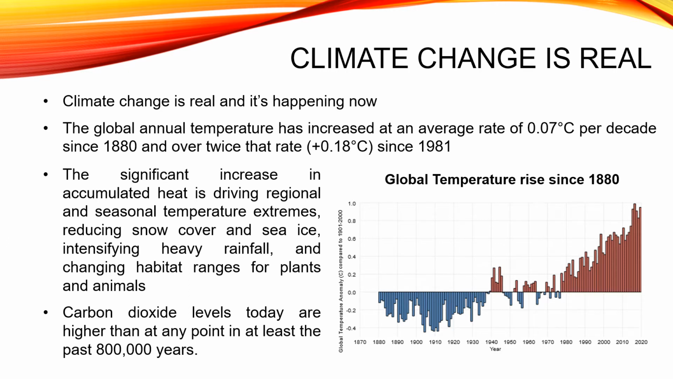And this significant increase in accumulated heat is driving regional and seasonal temperature extremes, reducing snow cover, reducing sea ice intensity, increasing heavy rainfall, and changing habitat ranges for plants and animals. And carbon dioxide levels today are higher than at any point they've been in the last 800,000 years.